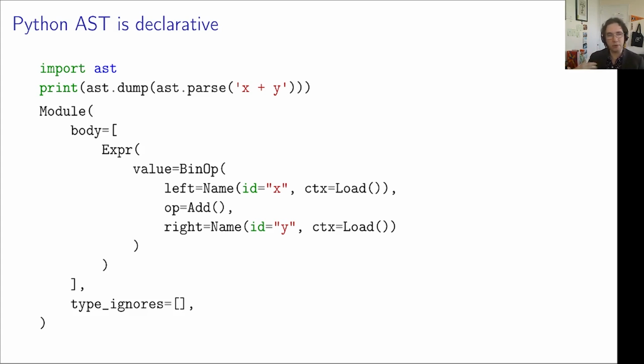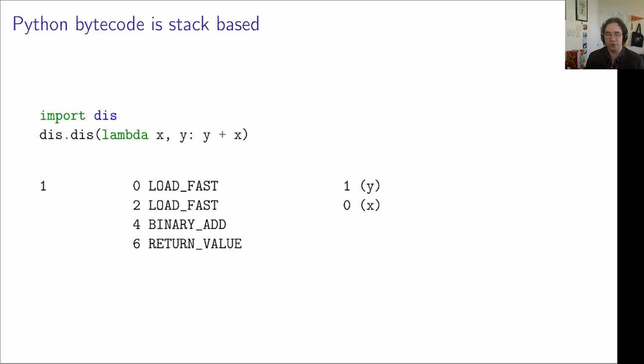The Python AST, which you mentioned at the beginning, is basically a declarative version of the code you wrote here, having converted printing x plus y as AST. And the Python virtual machine is a stack-based virtual machine. So Python bytecode is the stack version.